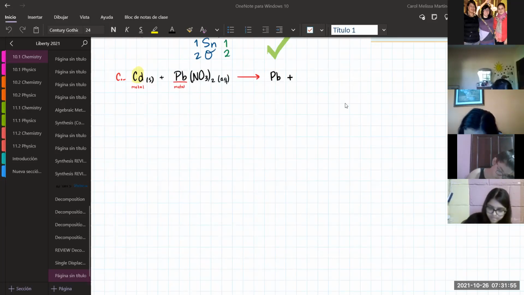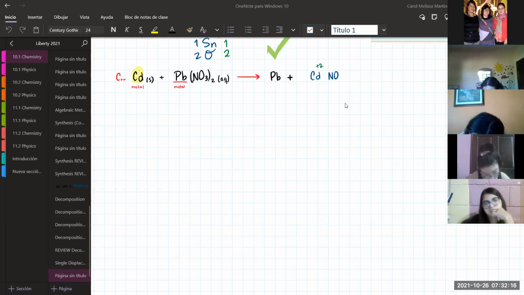And now we combine cadmium. According to the periodic table, what is the charge of cadmium? Plus 2. It happens just like zinc, okay? It's plus 2. And you will combine it with the ion nitrate. Nitrate is in the table of polyatomic ions that I give you. The charge of nitrate is negative 1.